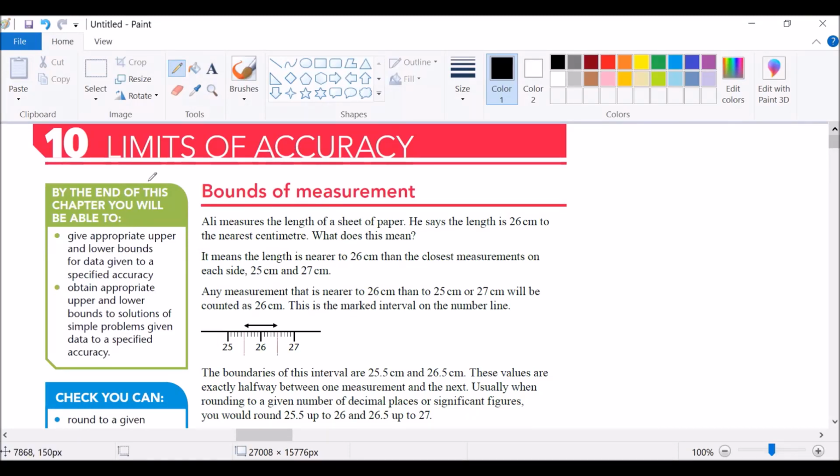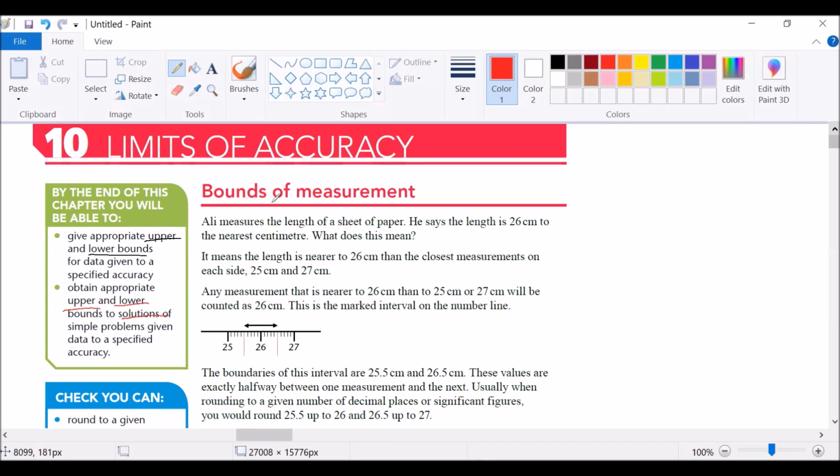Today we are looking at this topic, limits of accuracy. This is a follow-up from our previous video where we were doing rounding to a number of given decimal places or to a number of significant figures. So we carry on. By the end of this chapter, we must be able to give an appropriate upper and lower bounds for data given to specified accuracy. Obtain appropriate upper and lower bound to solutions of given problems.